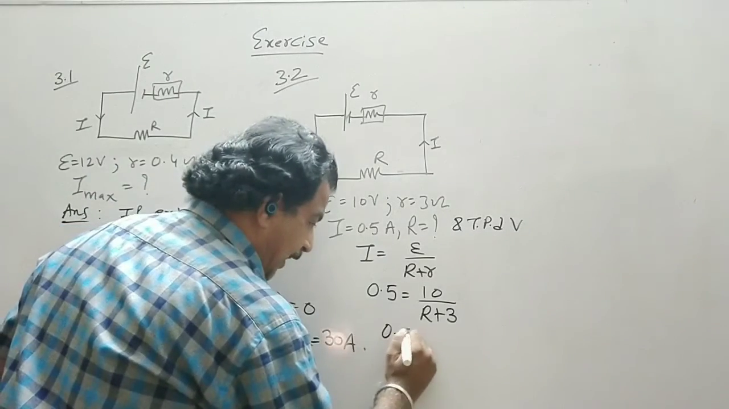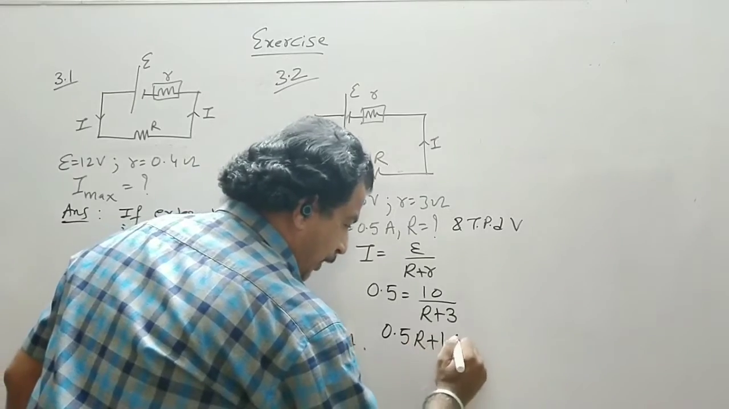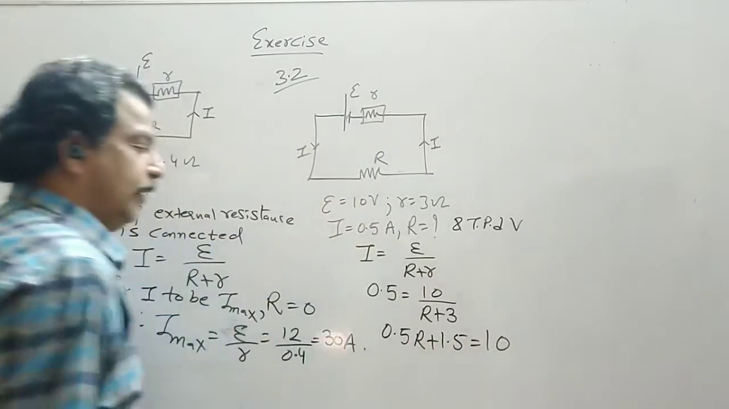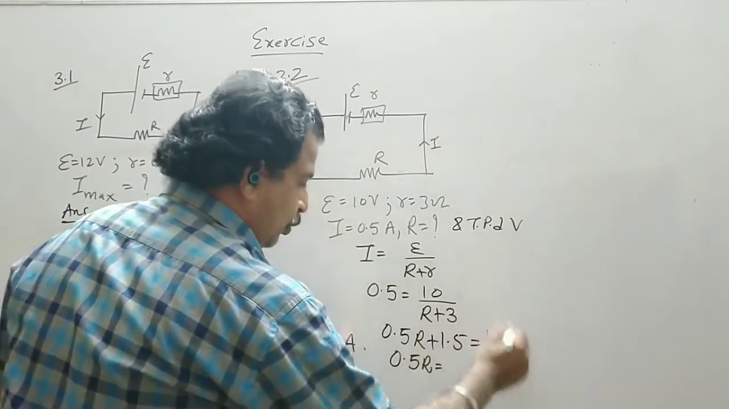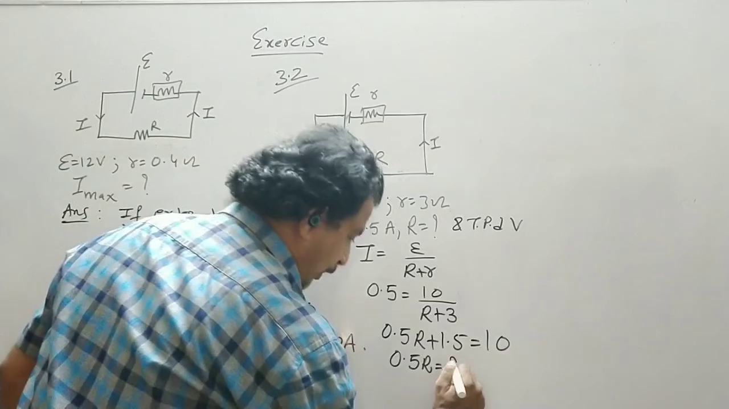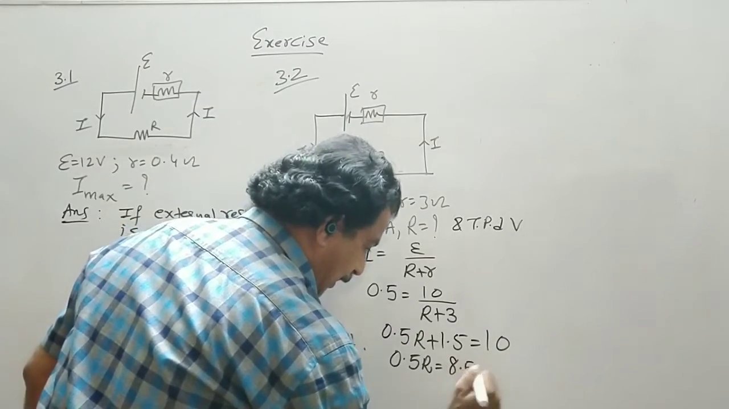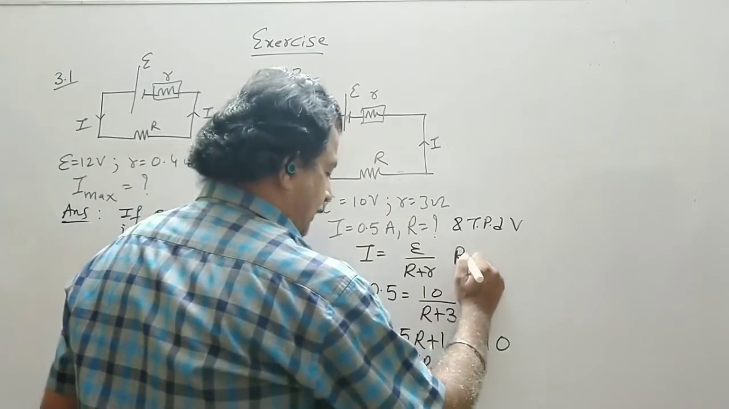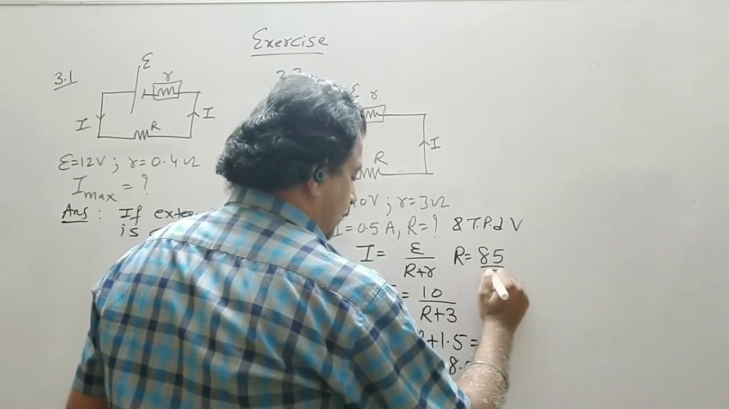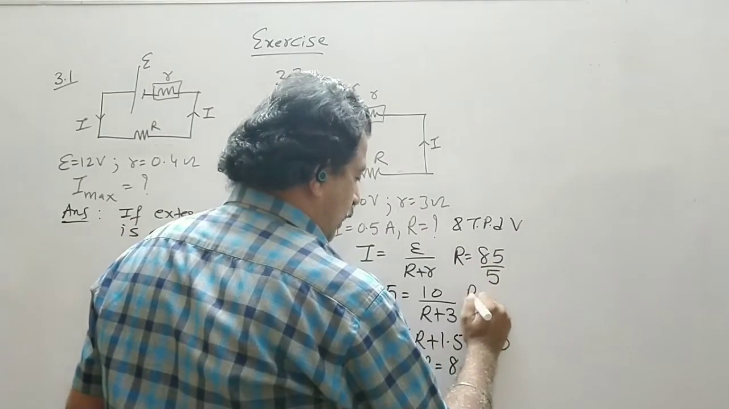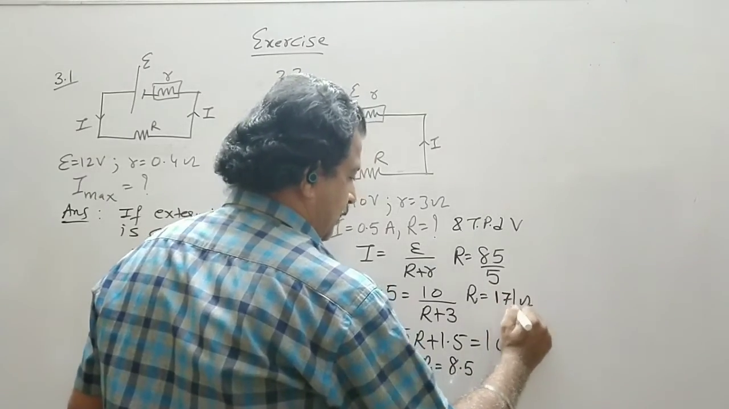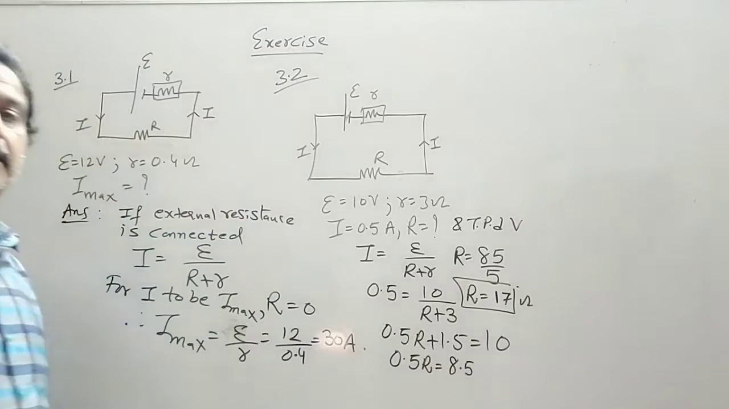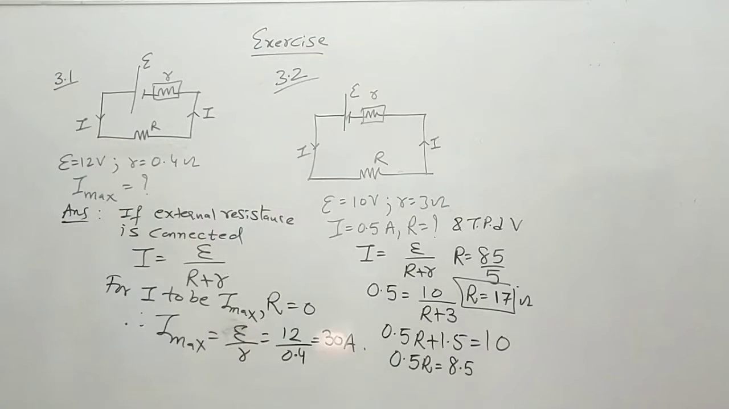So 0.5 R plus 1.5 is equal to 10, and therefore 0.5 R is equal to 10 minus 1.5, that is 8.5. So R is equal to 85 divided by 5. So R is equal to 17, since 5 ones are 5 and 5 sevens are 35. So capital R, that is the external resistance in the circuit, should be 17 ohms.